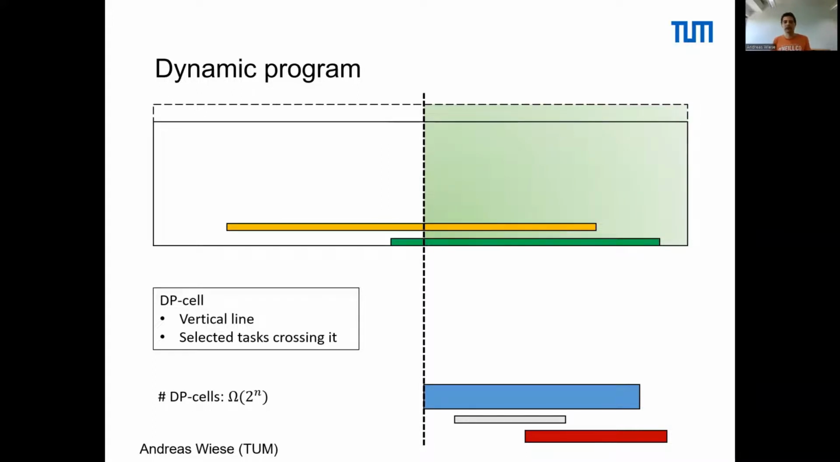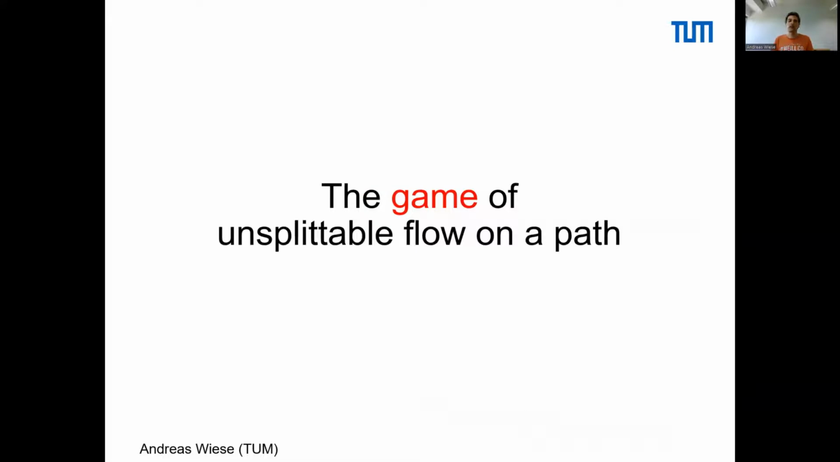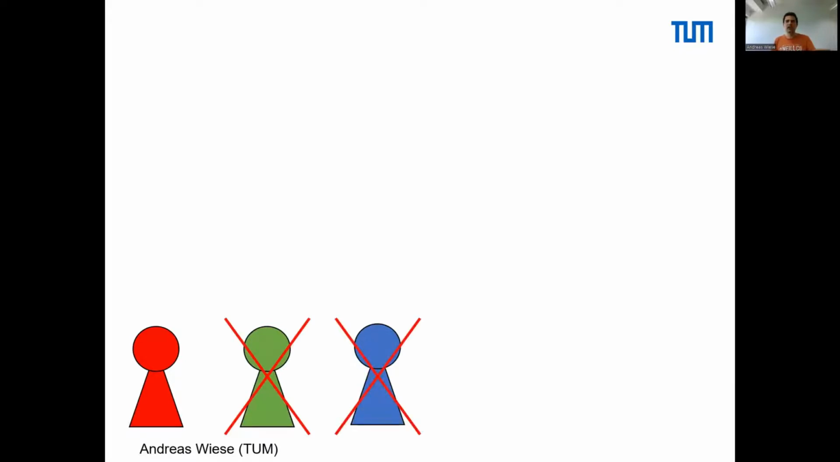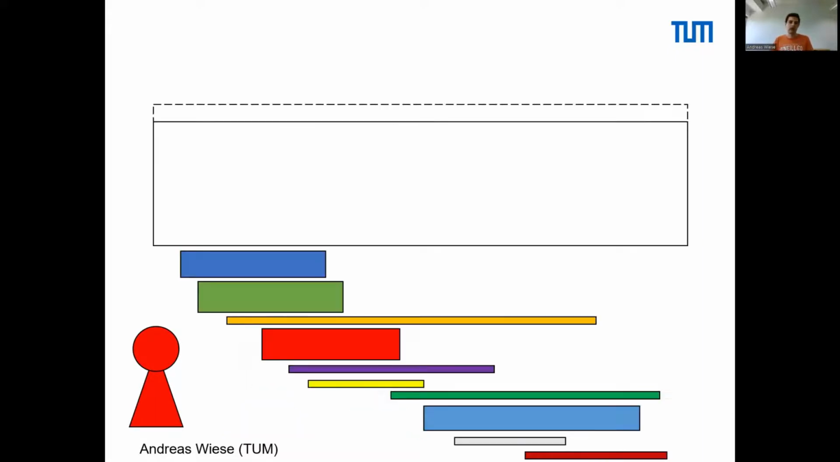So therefore, we need some new ingredient, and our new ingredient is actually a game, or to be more precise, a game that I would call the game of unsplittable flow on the path. How does this game work? Well, this game has a player, but in contrast to other games that you might have played before, there are no other players or adversaries or anything. It's a solitary game.